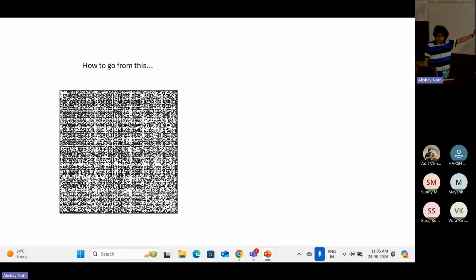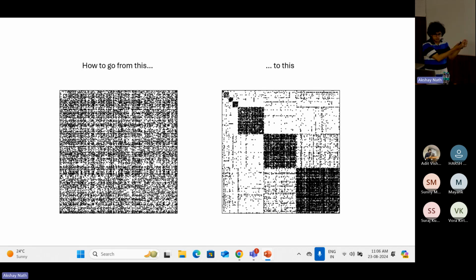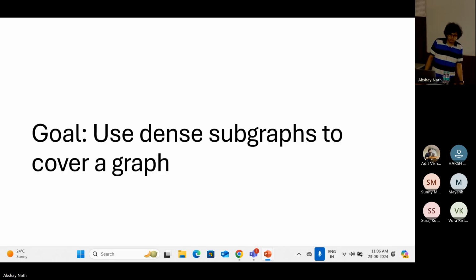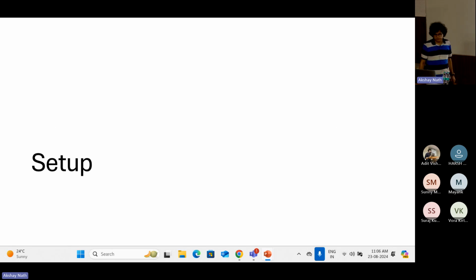Hopefully by the end of this talk, I'll show you how you can take a graph which looks like this. This is an adjacency matrix from a Facebook network. It's a small section of that network. I will give you an algorithm to take this and go to this. And this turns out often quite hard to do in real networks. I'll show you what challenges people are faced with and which of those we can overcome. So the goal is to use dense subgraphs to cover a graph, covered in a very loose sense.